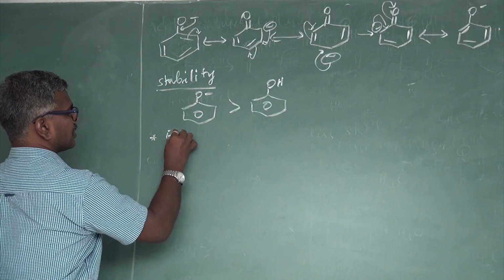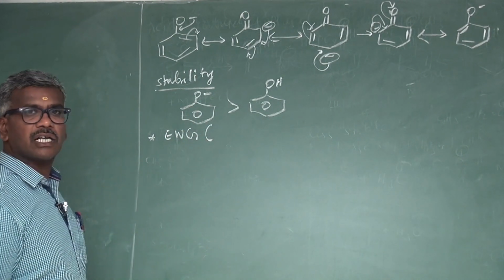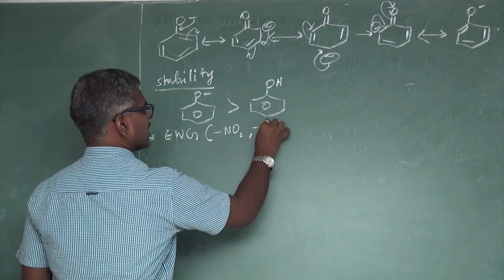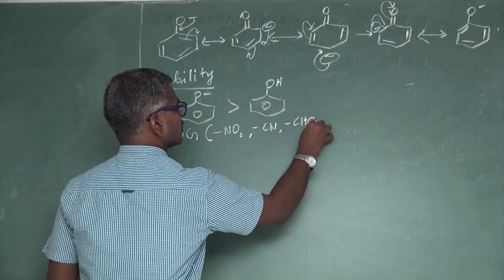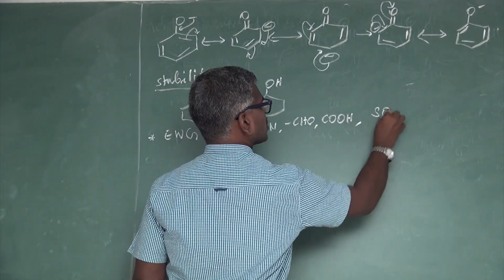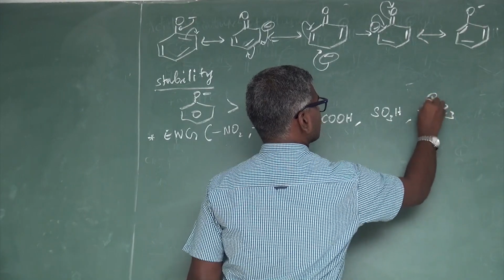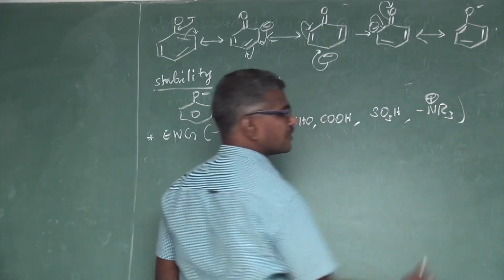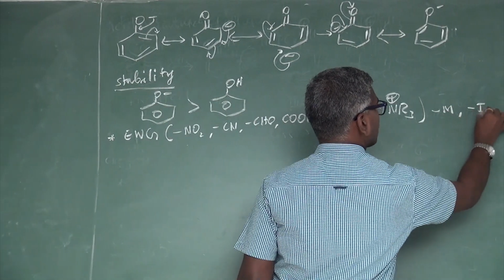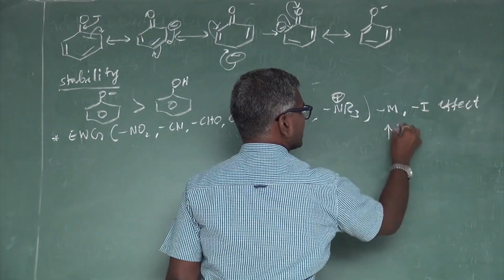Another one is electron withdrawing groups. What are the electron withdrawing groups? NO2, CN, CHO, COOH, SO3H, NR3 plus. These are called electron withdrawing groups due to the minus I and minus M effect. Acid strength increases.